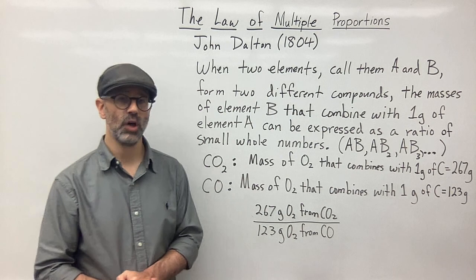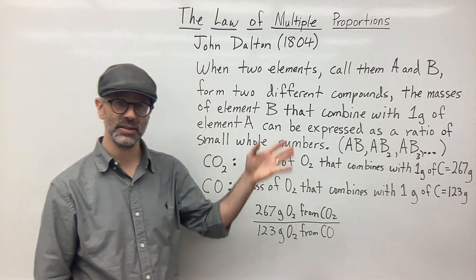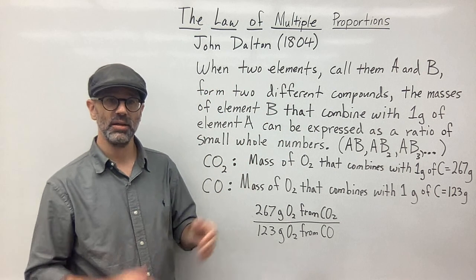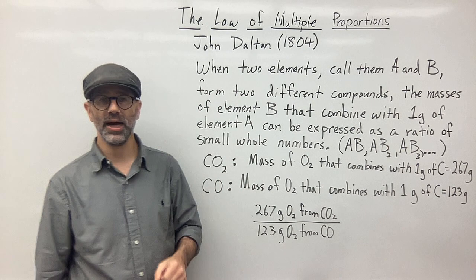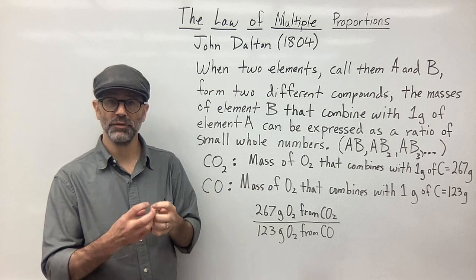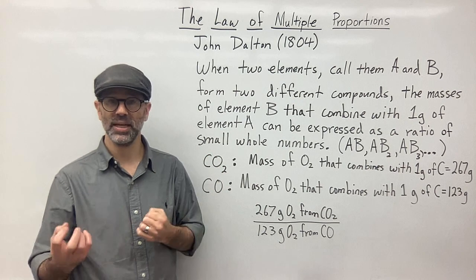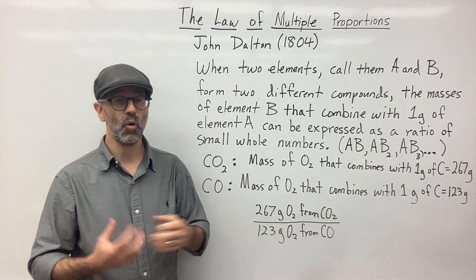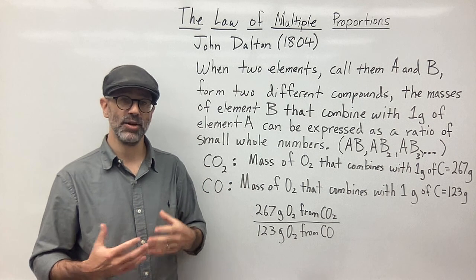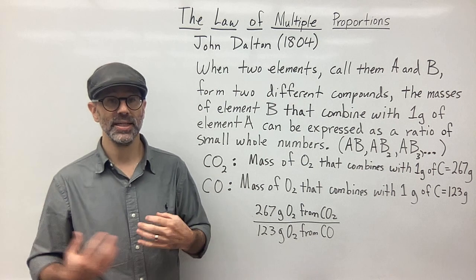So what did John Dalton discover? Well, he discovered that when two elements, we'll call them A and B, react to form two different compounds, both compounds have both A and B in them, and just A and B. Or, if we have a third element, it could be A, B, and C. But the idea is that you have two compounds, both of them contain A and B together.